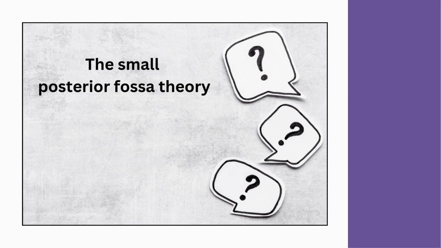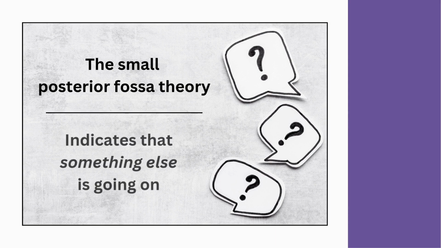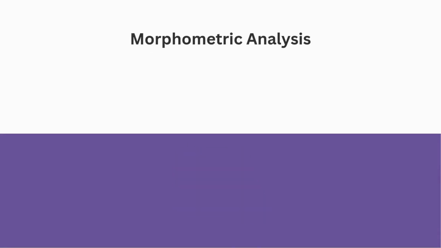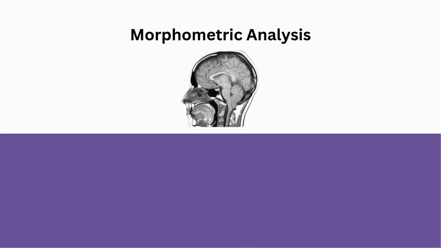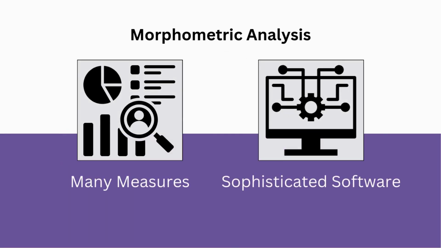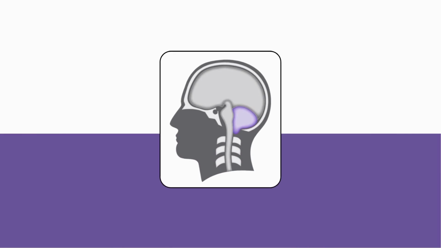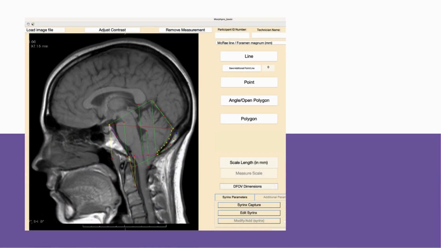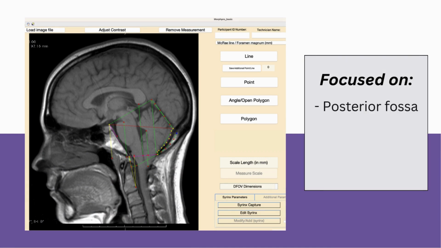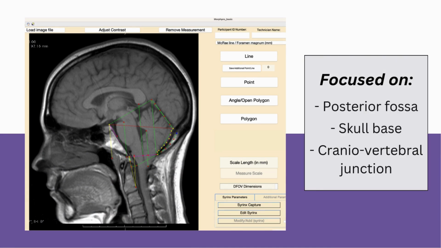This calls into question the small posterior fossa theory, or at the very least indicates that something else is going on as well. Over the ensuing years, morphometric analysis of Chiari has expanded to include many measures and evolved to use sophisticated software. Since Chiari does involve the cerebellar tonsils, most morphometric analysis is focused on the posterior fossa, skull base, and craniovertebral junction.